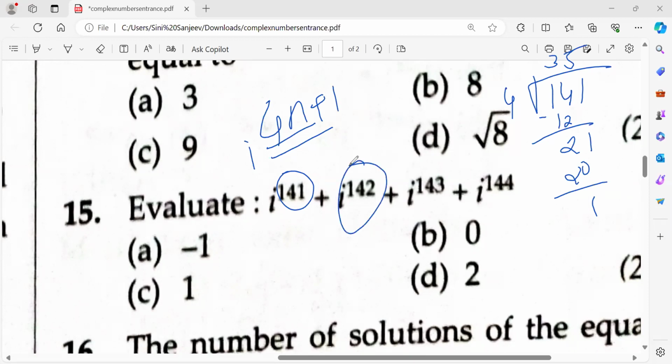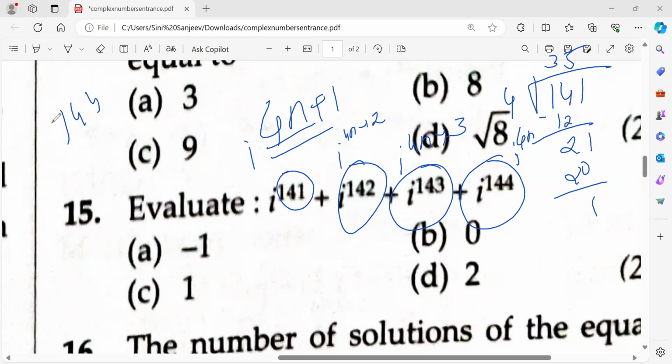Correct? What about this? i power 4n plus 2. What about this? i power 4n plus 3. So this one is what? i power 4n. 144 is perfectly divisible. I got one answer. Ali, you are correct. 144 is perfectly divisible because 144 by 4, 4 3s are 12, 4 6s are 24. So it is perfectly divisible, 4n, with quotient 36.